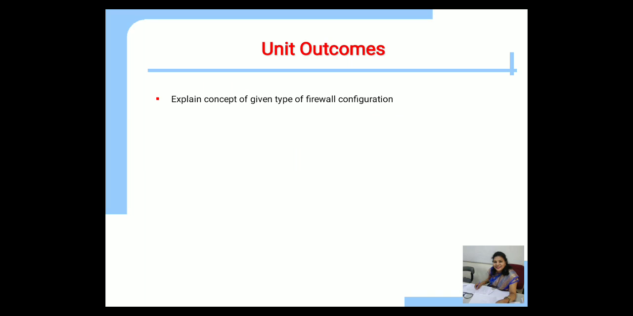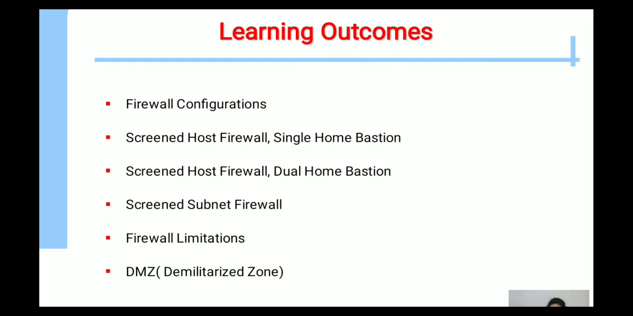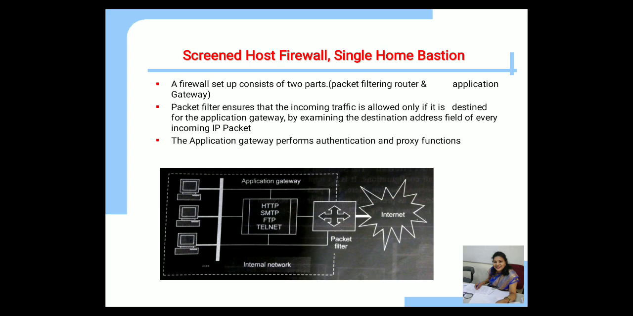The unit outcome: after learning this video lecture, you will explain the concept of given type of firewall configuration. The learning outcomes are firewall configuration. There are three configurations: screened host firewall, single homed bastion; screened host firewall, dual homed bastion; screened subnet firewall; firewall limitations, and a DMZ, that is Demilitarized Zone. Next, there are three firewalls: screened host firewall single homed bastion, screened host firewall dual homed bastion, and screened subnet firewall. Let us see one by one.